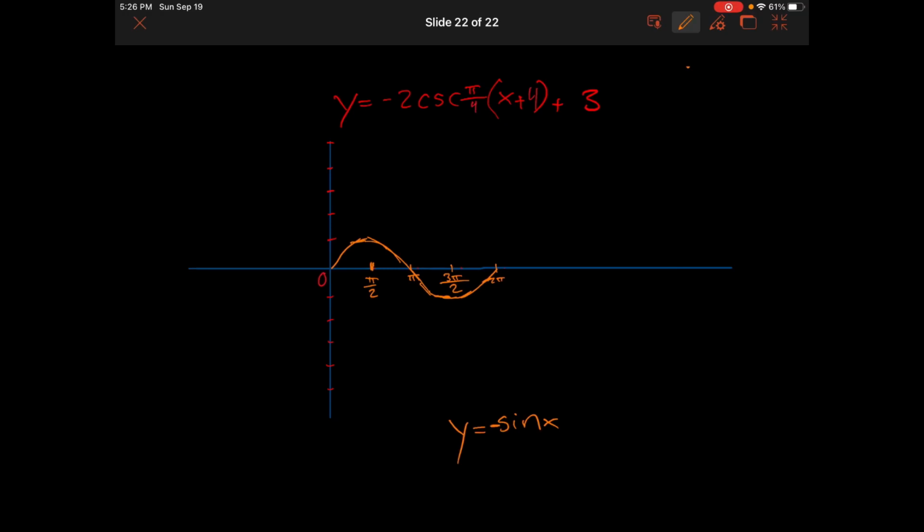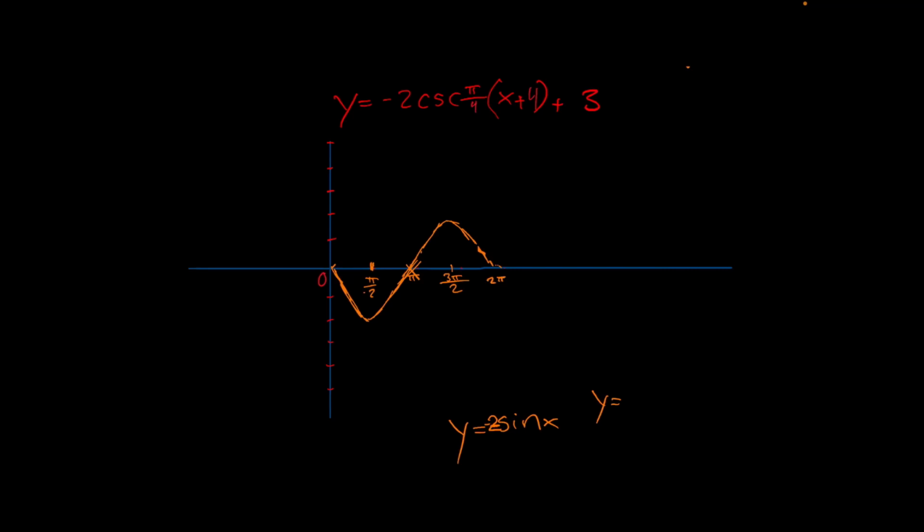Now remember that it's also negative. So let's just flip this, and it will look something like this. Now remember, it actually has an amplitude of -2. So it's going to look something like this. Remember, it's not just y equals -2 sine of x, it's y equals -2 sine of pi over 4 times x plus 4 so far. So let's just focus on this pi over 4.